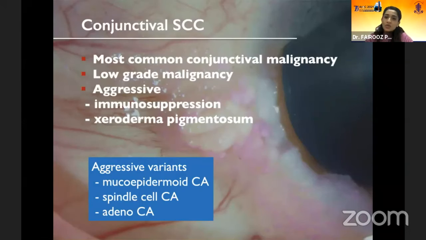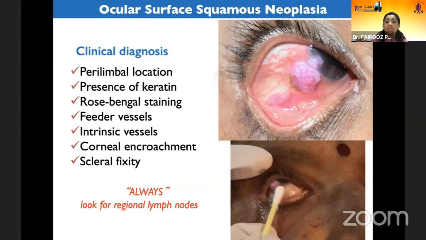Conjunctival SCC, why is it so important? I'm going to talk to you in a little more detail than the other lesions because it's the most common conjunctival malignancy. Although it is low grade, it can be aggressive with systemic involvement, and we have other histopathologically aggressive variants like mucoepidermoid, spindle cell, and adeno. The classical clinical features of ocular surface squamous neoplasia are the perilimbal location, because of the etiology, the zone, and the presence of keratin, rose Bengal staining, feeder vessels, intrinsic vessels, corneal encroachment, as you can see here, and scleral fixity.